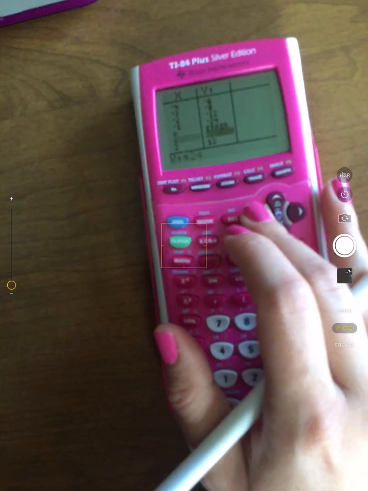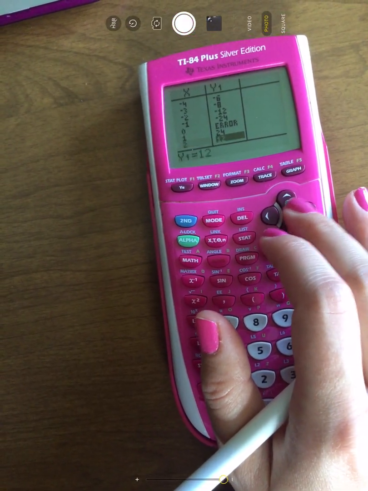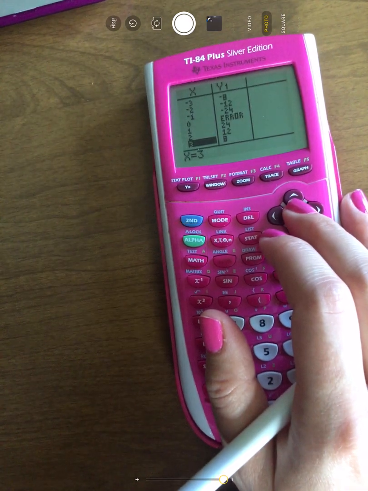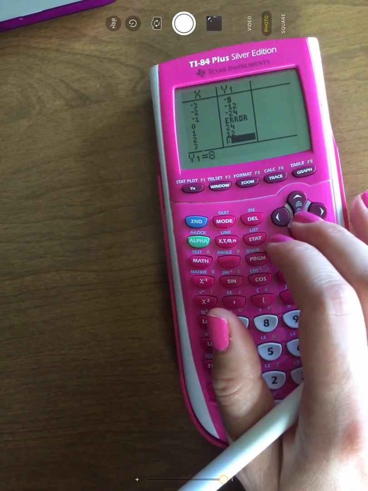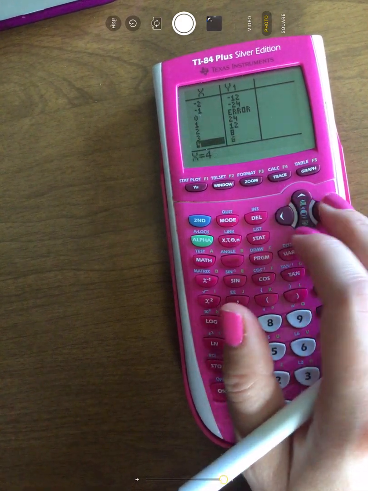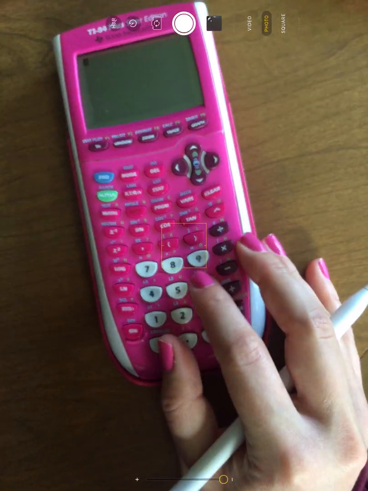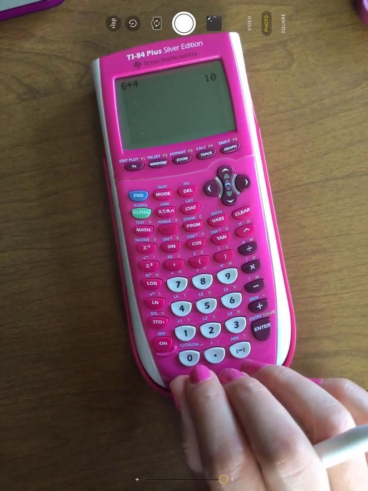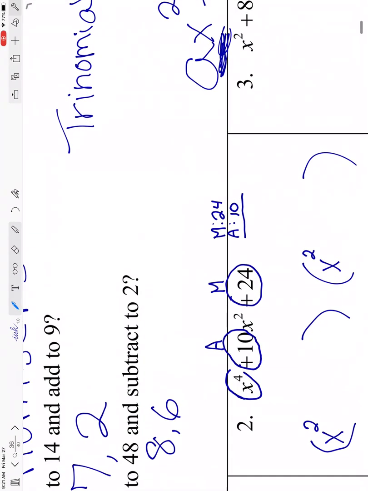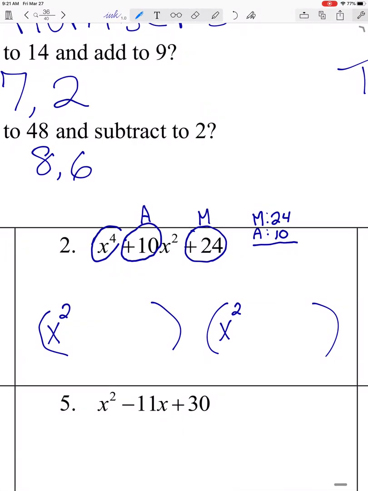So 1 and 24, that won't help me. 2 and 12, that doesn't help me. 3 and 8, not quite. How about 6 and 4? Let's double check it. 6 plus 4, that does give me 10. So I'm going to go ahead and, there we go. So 6 and 4. So I have a positive 6 and I have a positive 4. So this is my answer right here.